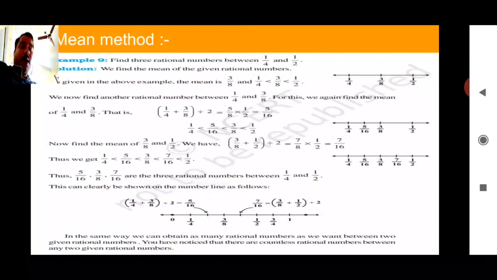Then we find the mean of 1 by 4 and 3 by 8, and this is 5 by 16, and 5 by 16 lies between 1 by 4 and 3 by 8. Then we can find the mean of 3 by 8 and 1 by 2, and this is 7 by 16. Thus we can find rational numbers between two rational numbers, meaning 5 by 16, 3 by 8 and 7 by 16 are the rational numbers between 1 by 4 and 1 by 2.